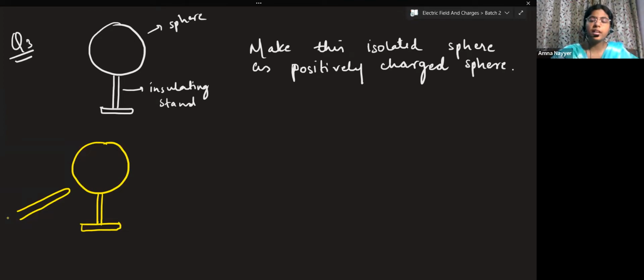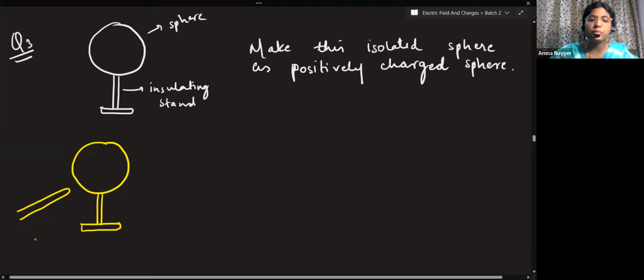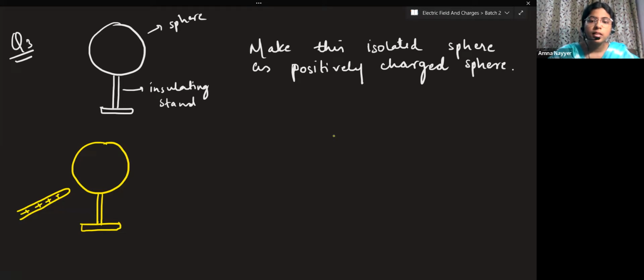For making this sphere positively charged, what we can do is first segregate the charges, and all the negative charges can go into the earth. So what will we be left with? We'll be left with only the positive charge. So you have to identify which side it should be. Let's say I take positive charge, I have taken positive charge. So Fatima, you tell me, if I take positive charge, what kind of charges will be accumulated over this end?